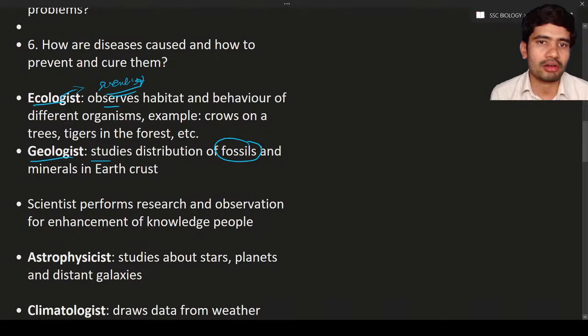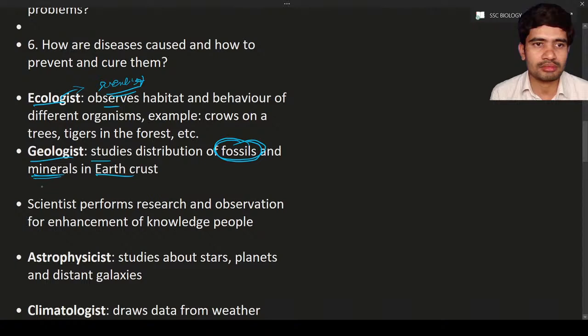These geologists will study the distribution of fossils, where the fossils are present in nature, in which region of the planet they are distributed. They will not only study fossils, they will also find the minerals in the earth, whether iron, aluminium or other metals. So what is the job of the geologist? Their job is to study the fossils of ancient organisms and also minerals in the earth crust.